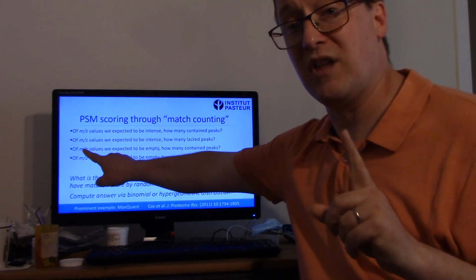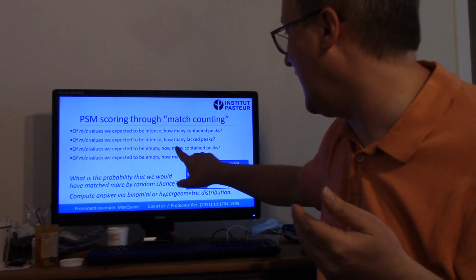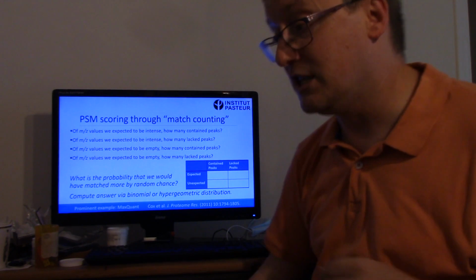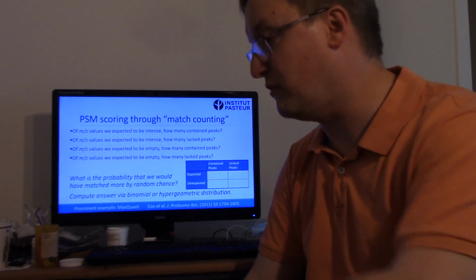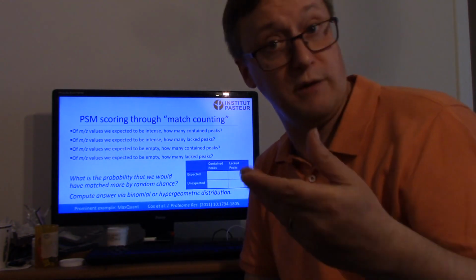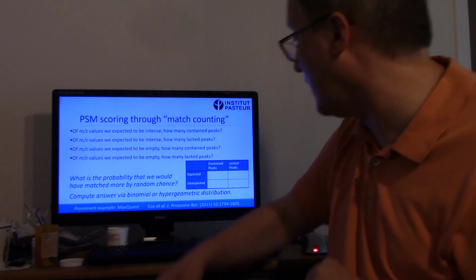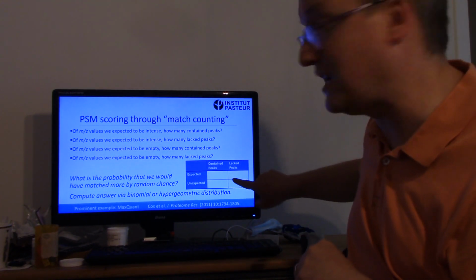But similarly, of all the mass to charge values that we expected to be intense, how many of them lacked peaks? So what if we go looking for a place where, say, the B2 ion or the B4 ion should have appeared, and there's no peak there, right? We're going to keep count of how many of those there are. Those 2 values go in the top of our contingency table.